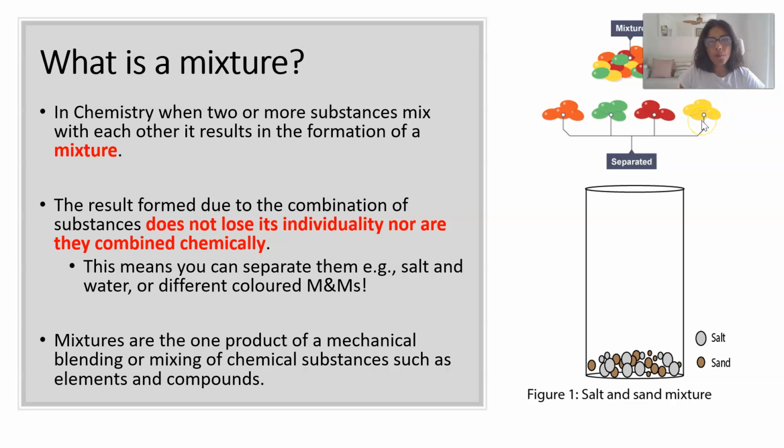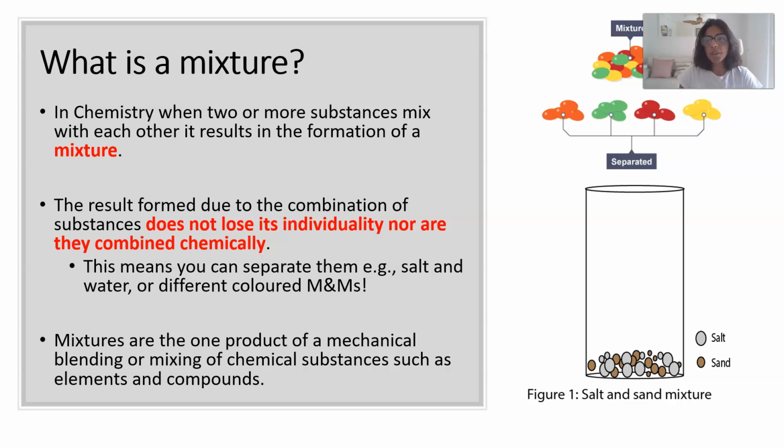Okay, so mixtures. Now we're going to be looking at them. A mixture in chemistry is when two or more substances mix with each other, which results in a mixture. Now, crucially, a mixture does not lose its individuality when mixed, and these two different things, or three different things, whatever it is, they do not combine chemically. That means they can be easily separated.